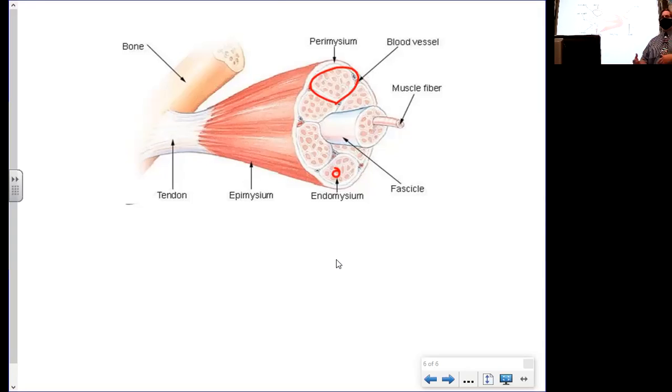And I want to do some catch up with you guys as well. Okay. Anybody watched the video last week and can remember why your muscle has these compartments?